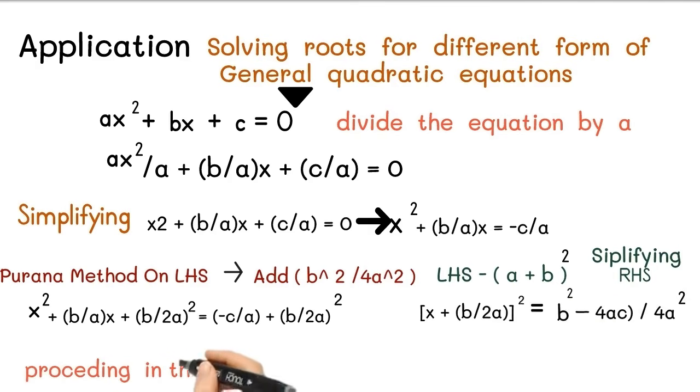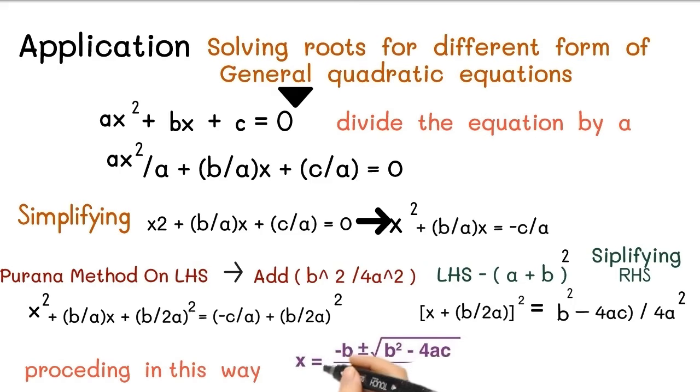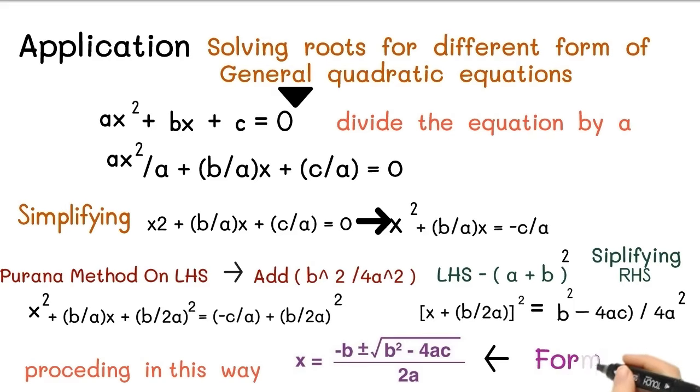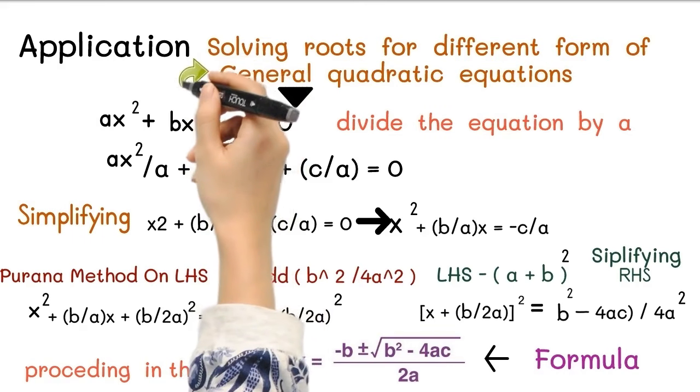Proceeding in this way, we finally get x equals (minus b plus or minus square root of b square minus 4ac) complete upon twice a. This is nothing but the sutra which is useful for solving roots for different forms of general quadratic equations.